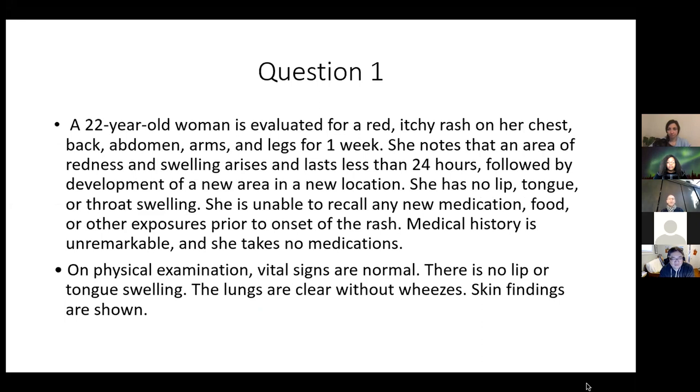Young person, basically young well person, out of the blue. And there you have, I think, maybe the crux of the diagnostic question: coming and going in less than 24 hours. And then it's not associated with angioedema. So no lip swelling, no throat problems. And then basically zilch for any contributory history and a normal physical exam otherwise, right?